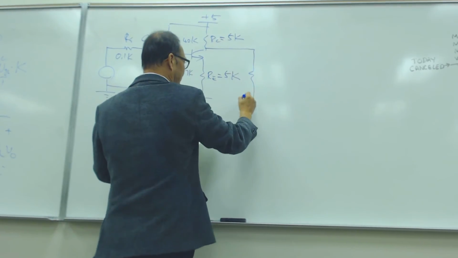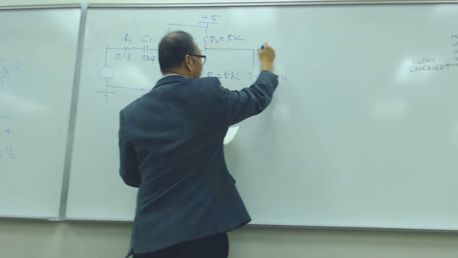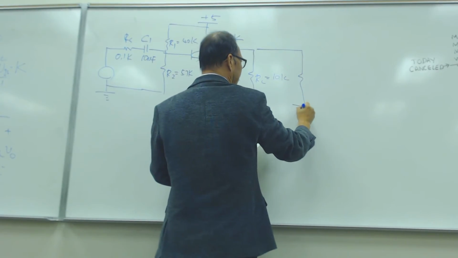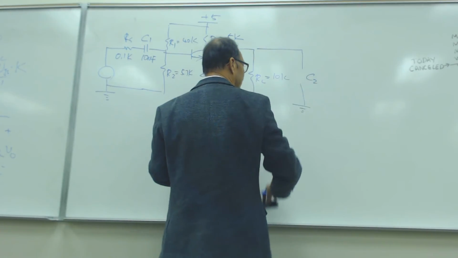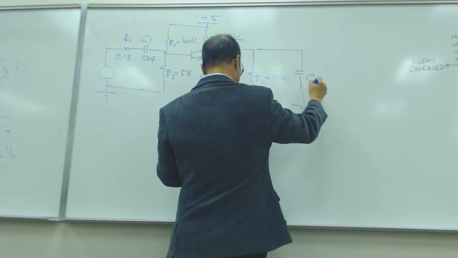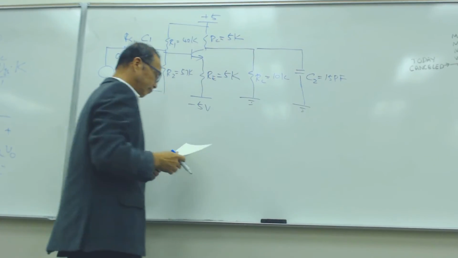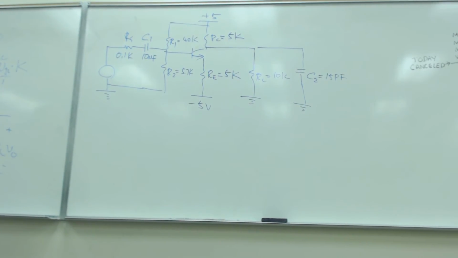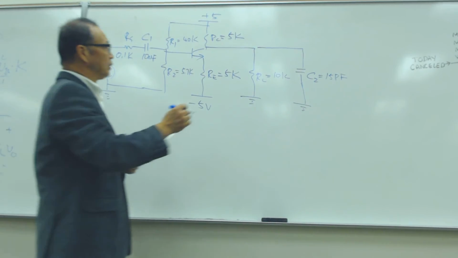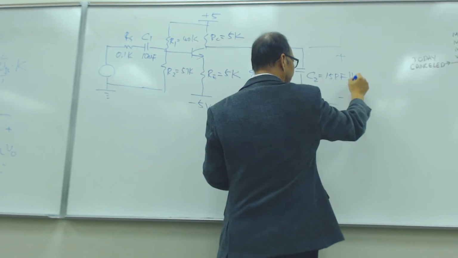Then we have R sub L to the ground, which is 10K. And we have a C2 to the ground, which is 15 picofarad. So that's where you have the output terminal, E sub L.